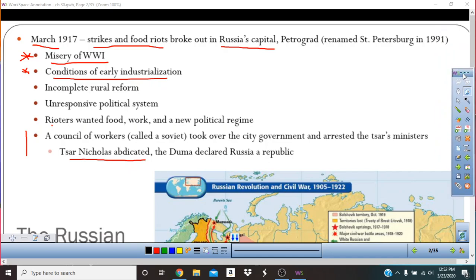Eventually, this is where it gets a little confusing. There's actually 2 revolutions in Russia as a result of the serfdom. And remember, the serfs were given freedom in 1861, but they were subject to the redemption payments, and so their lives really didn't improve much. And so what we're going to see is 2 revolutions in 1917. One of the main reasons why this first one came in was the misery of World War I. The majority of people in Russia did not want anything to do with World War I. They wanted out of the war.